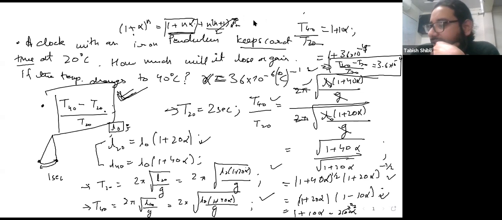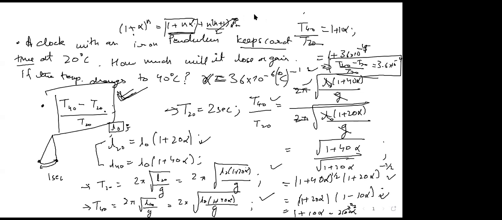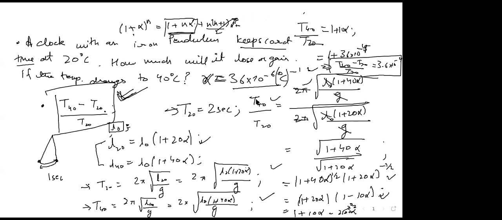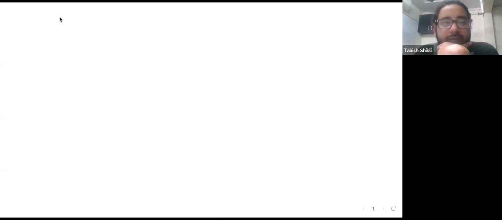लवली, क्लियर एवरीवन? हाँ ना, कुछ तो बोलो यार. What was the given value of alpha? Alpha was given to be 36 into 10 to the power minus 6 per Celsius. Okay. Yes. Okay, chalo. Let's clear and let's move ahead.